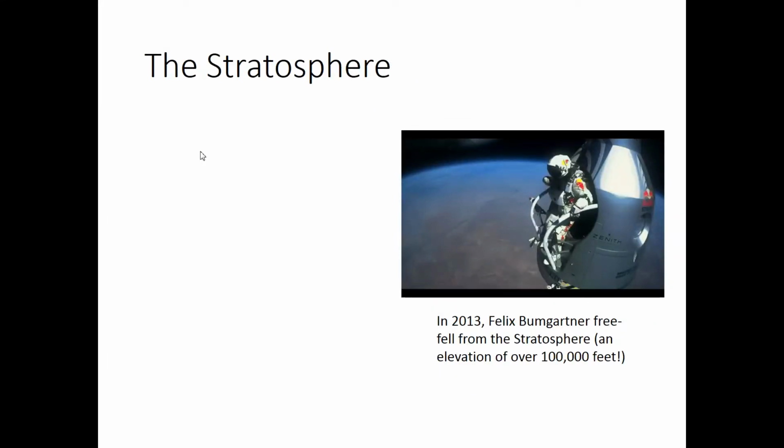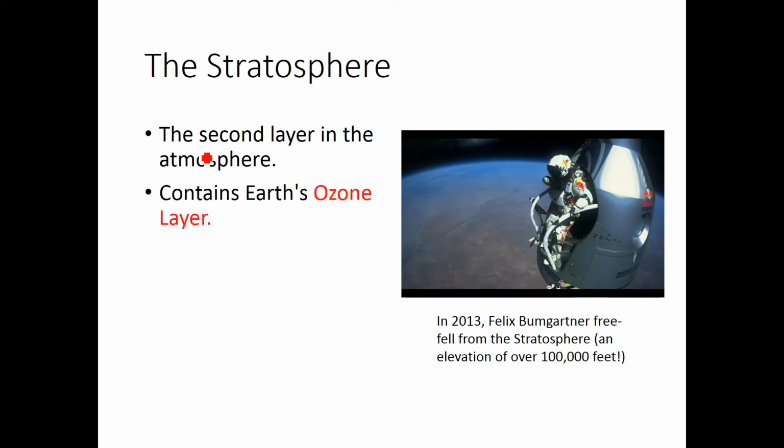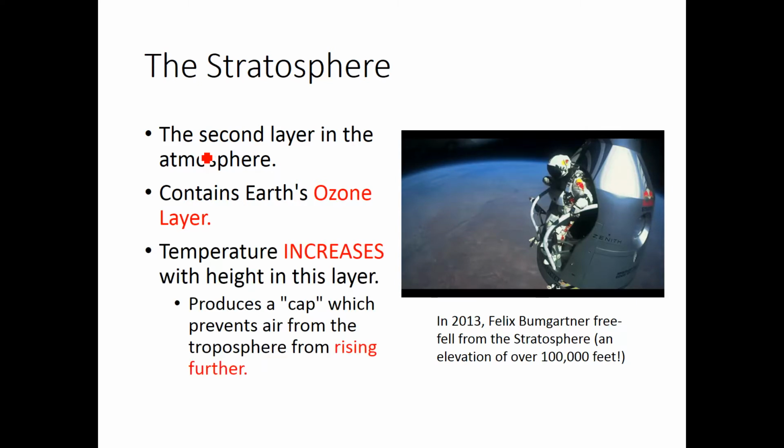Now, once you get above the troposphere, something interesting begins to happen. Air temperature stops decreasing and starts increasing. At this point, you have entered the stratosphere. The stratosphere is the second layer in the atmosphere, and it contains Earth's ozone layer. Now, as Earth's ozone layer absorbs sunlight, it heats up. This is why the stratosphere warms with height, because it's heating up. And as a result, temperature increases with height.